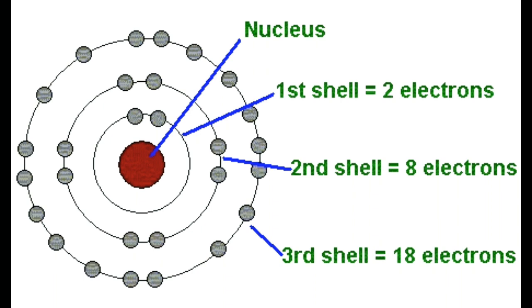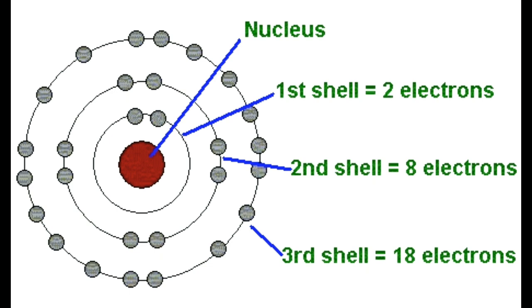Here you can observe around the nucleus there are a definite number of shells, what we also call orbits, and in each orbit only a fixed number of electrons are accommodated. So for example, in the first shell, that is n equals 1, what we also call the K shell, there are only 2 electrons.